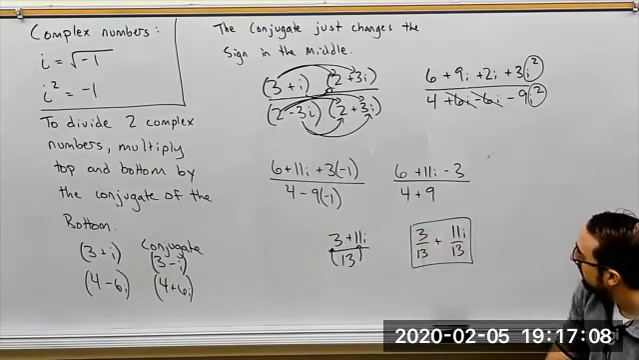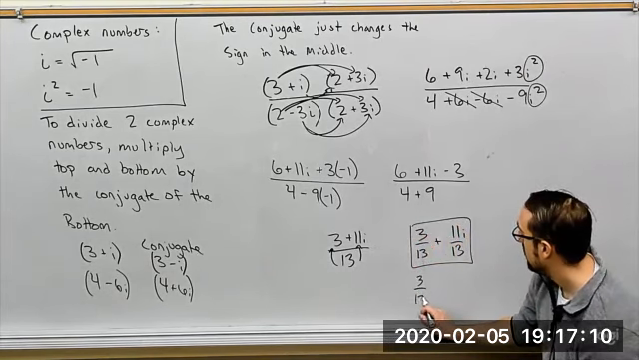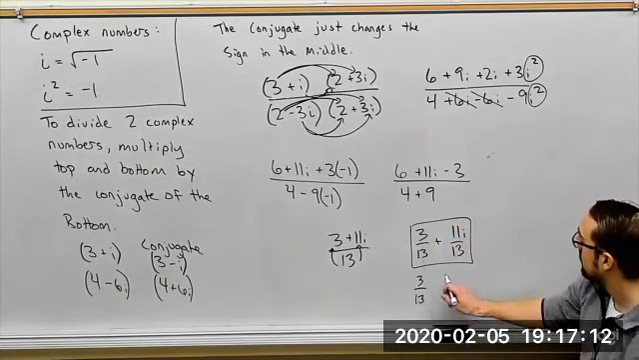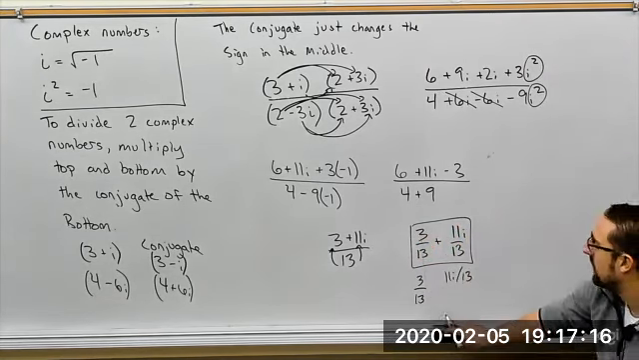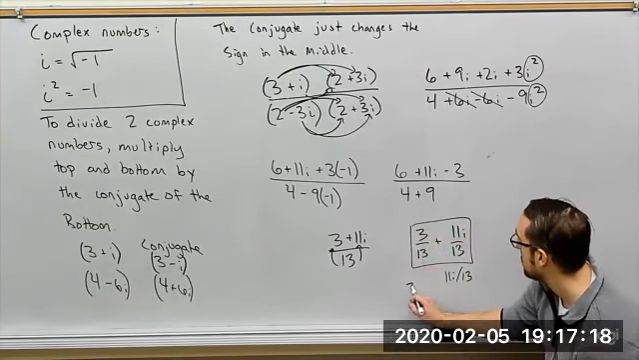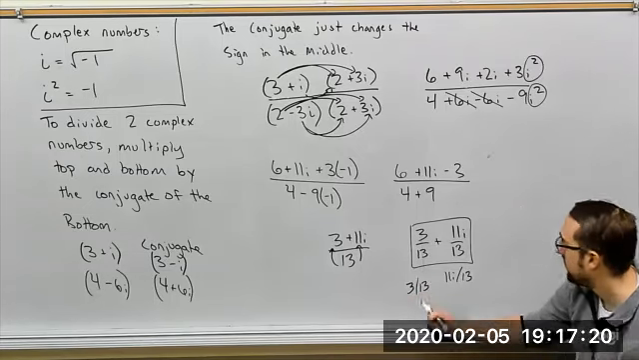So when we do the real part in the homework, you'll put 3 over 13. And when you do the imaginary part, you'll put 11i slash 13. Right? Oh, and you use the slash for divided by. That's what it'll look like in the homework.